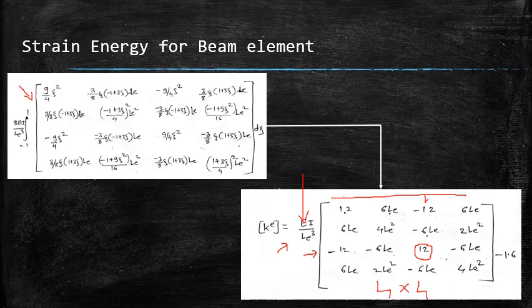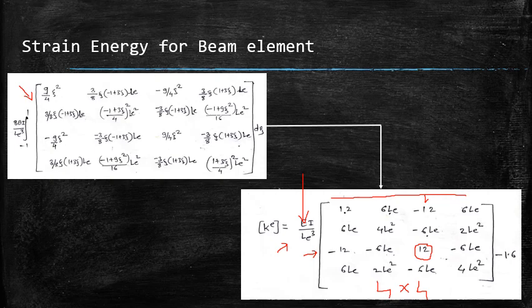Now look at this term EI upon L cube. Try to find the unit of this term. E into I upon Le cube: the unit is Newton per meter, or Newton per centimeter, or Newton per mm, whatever the system of units. So this represents a unit of stiffness, force per unit deflection.